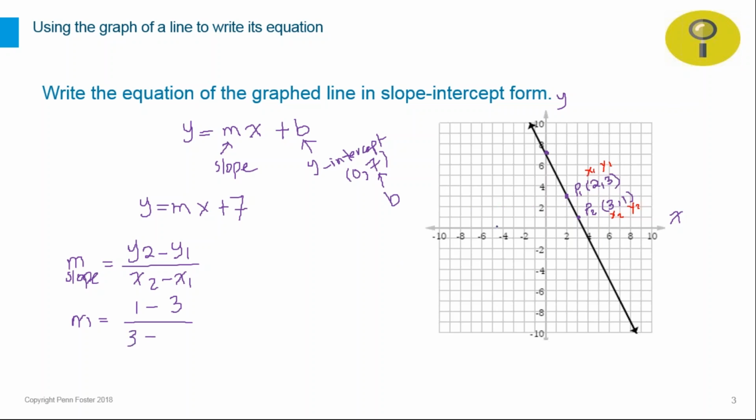And then minus x1 is a 2 equals 2. Now subtract bottom and up and top. 1 minus 3 will give you a negative 2. 3 minus 2 will give you, of course, a 1. Negative 2 over 1 is itself negative 2, and that is the value of m. And this is the last thing that we needed to write out the equation. So our equation for the line that defines this line is y equals negative 2x plus 7.